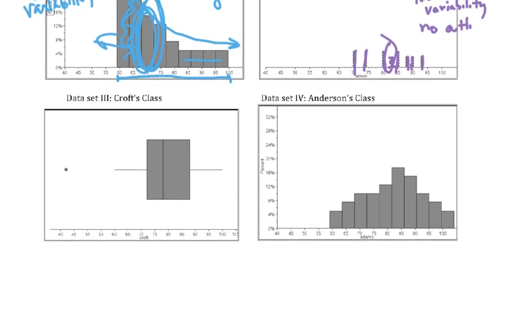All right, Croft's class. Box and whisker. Now, this one right off the bat, we can see there is an outlier right there. So this one does have an outlier. But other than that, it goes from about 60 to 100, so kind of a high variability.